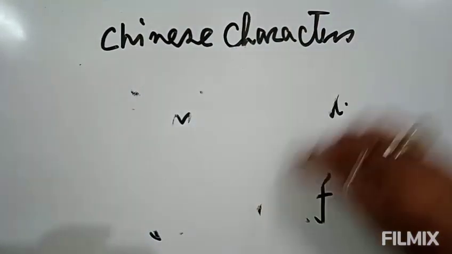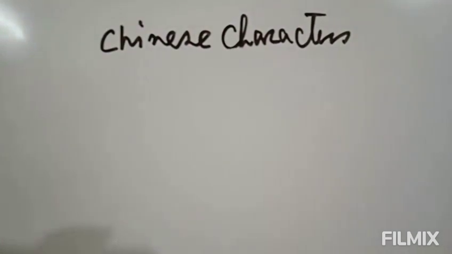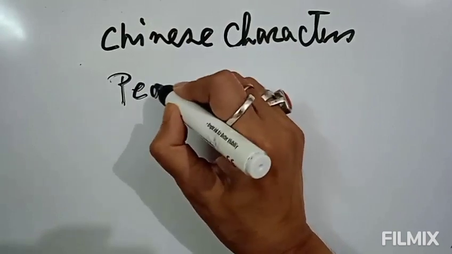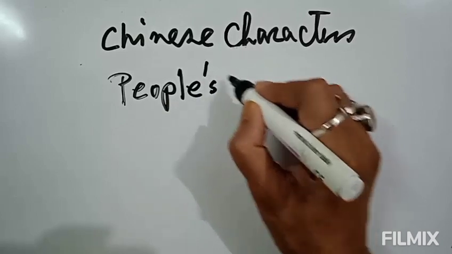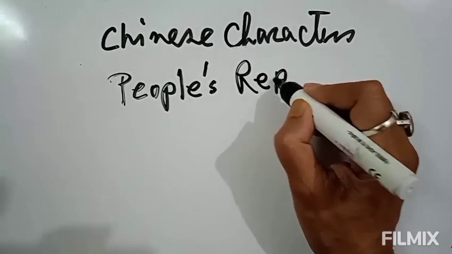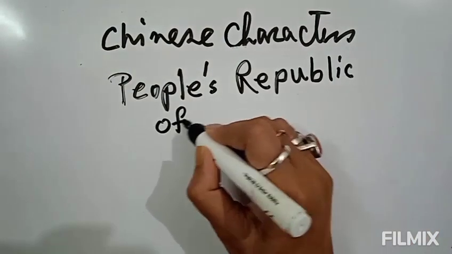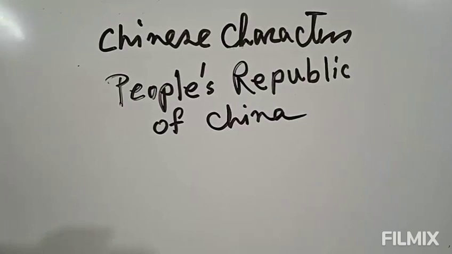Two characters, two sentences. Actually, we have learnt. Now I am showing you the character of the name of the country. The country's name is China. The official name is People's Republic of China. This is the official name of the country.